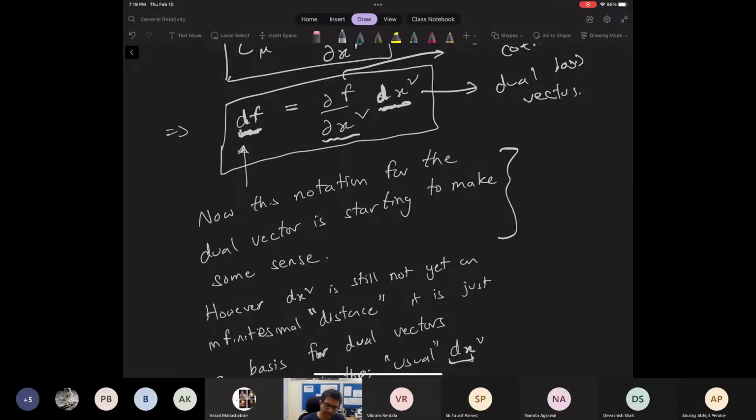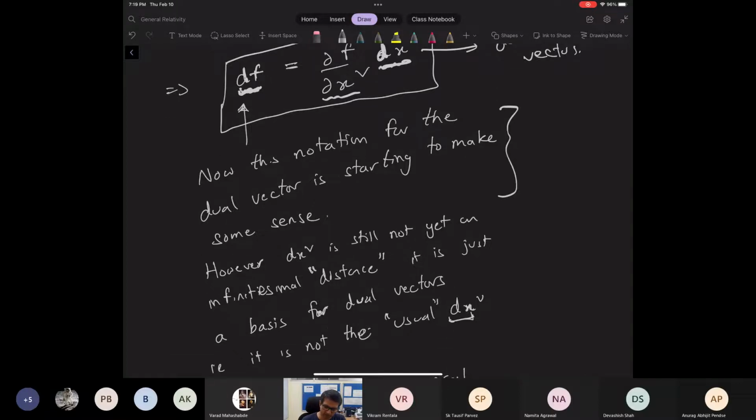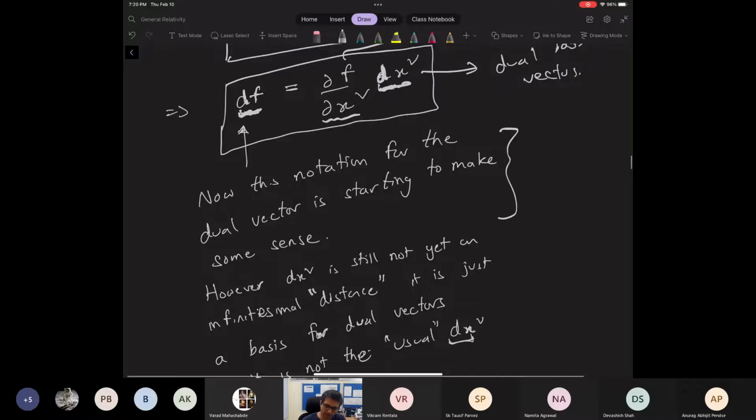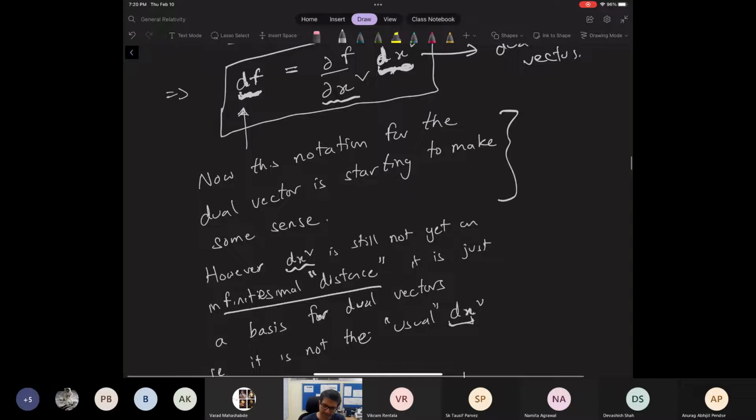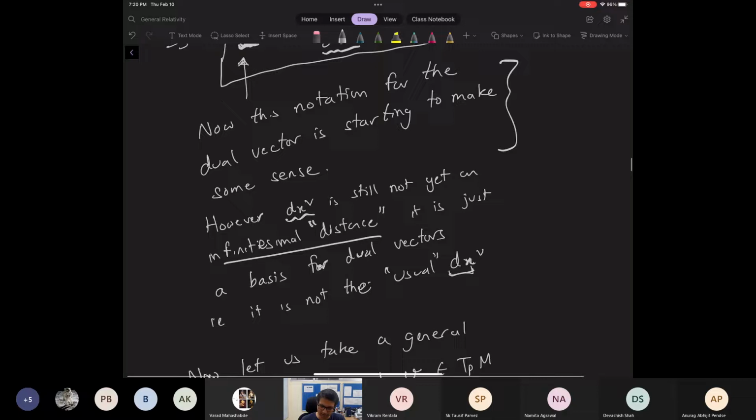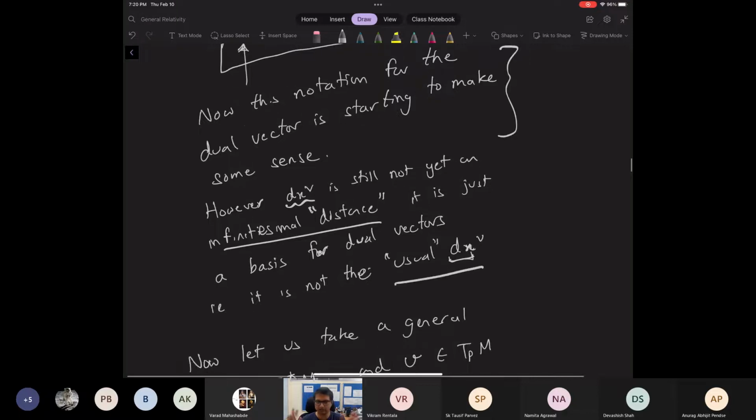The reason why this is not exactly the same as your typical notion is that we still don't yet have a notion of how to think of this dual vector basis dx nu as some kind of infinitesimal distance. There's no notion of distance right now. This is just a basis of dual vectors. That is, it's not the usual dx that you think about, which is the change in x coordinate by a small amount. This is just defined as, at the point x nu, dx nu defines a dual vector, some dual vector belonging to TP star M.